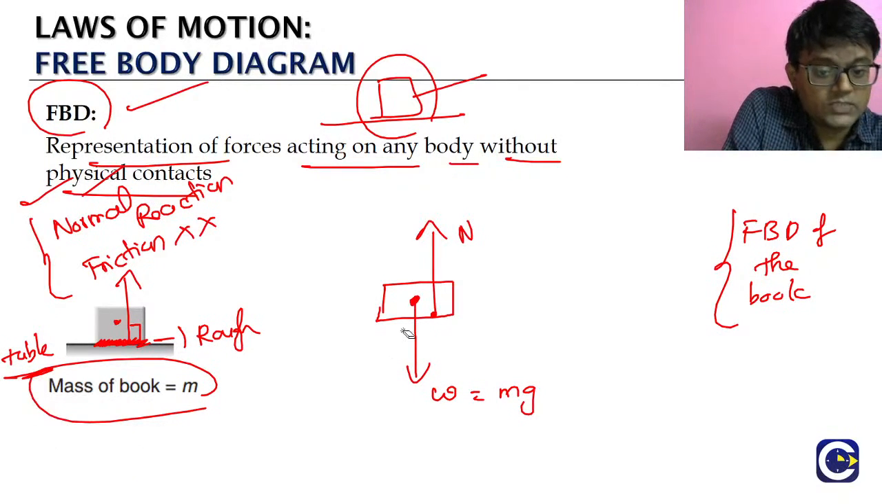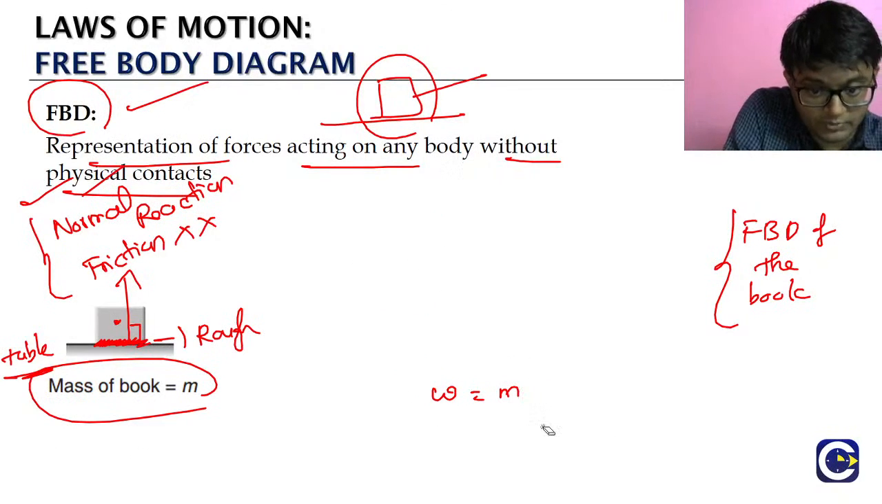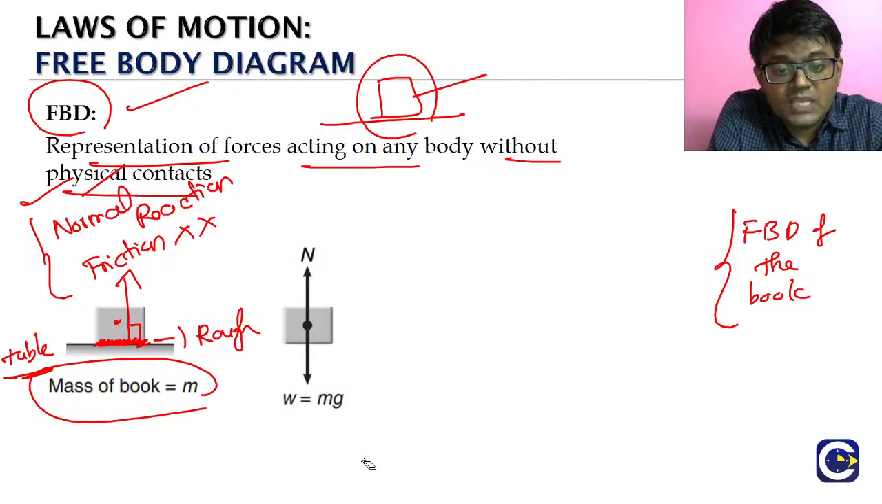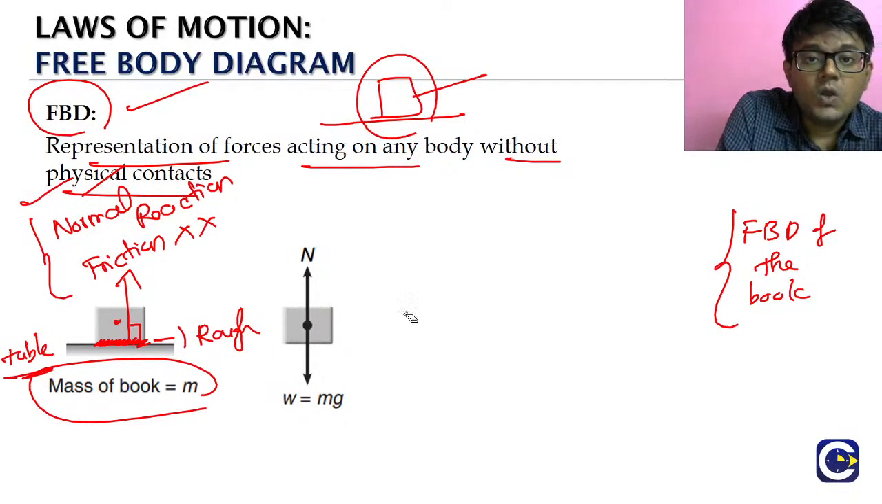What do we call it? The free body diagram of the book. Understood? This is important if we want to study the motion or the properties of the book using Newton's laws. What do we need? A free body diagram. So we should first require the free body diagram of that object. And from the free body diagram we are going to see how the forces affect the motion of the object.